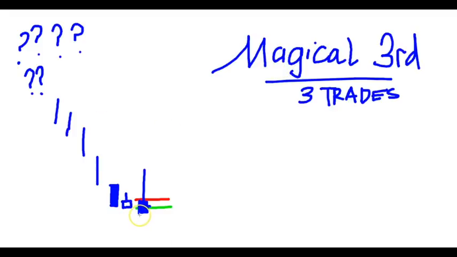And so now it's like a situation where you're like, yep, we're going down. And then with the magical third on your side, maybe it does something like that, and then just continues to go all the way down, right?